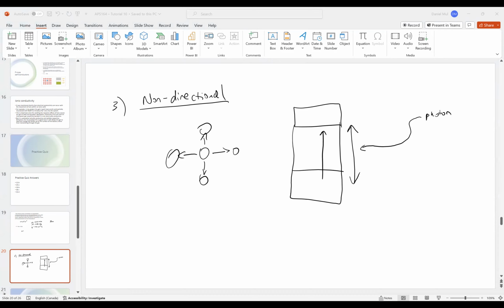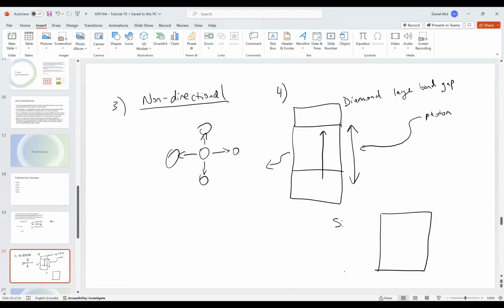And then 4, why is diamond optically transparent while silicon is opaque? And that's this. Diamond has a large band gap, so the photon passes through, while silicon has a much smaller band gap. So when a photon comes in, it promotes.